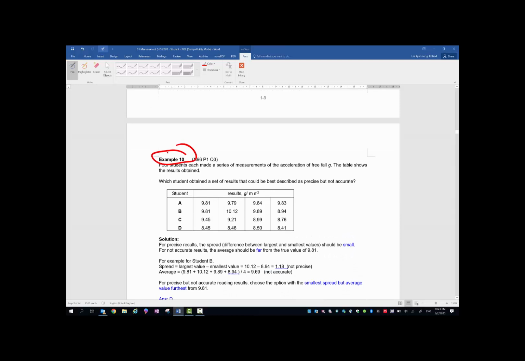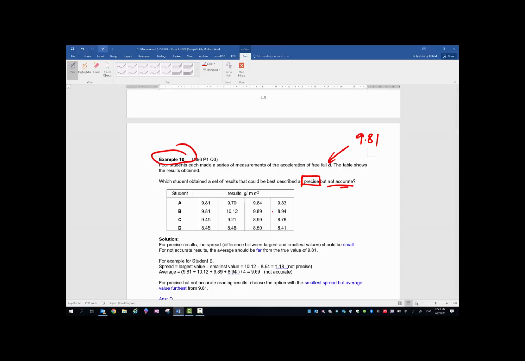Four students A, B, C, D make a series of measurements for acceleration due to free fall. The table shows the results. Which student obtained a set of results that is precise but not accurate? Okay, so let's look. Accurate means we know the value of g is 9.81. So if the average value is 9.81, then it is accurate. If the average value is not near 9.81, then it's not accurate.